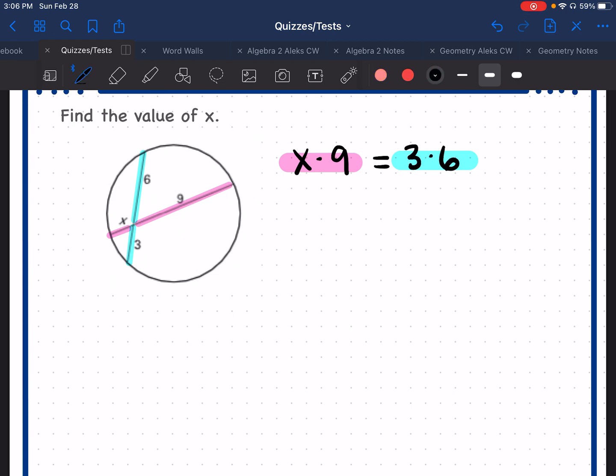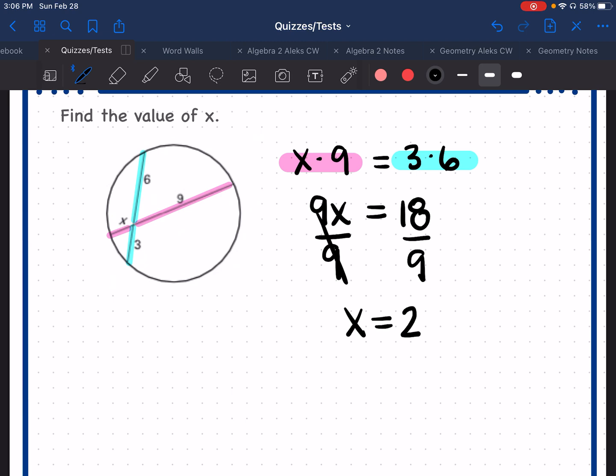3 times 6. Remember, there's really no reason why I put them in that order. I could have done 9 times x, which is exactly what I'm going to put it as, 9x. And I could have done 6 times 3 because 3 times 6 and 6 times 3 is both 18. I'm just now going to solve. And 18 divided by 9 is 2.